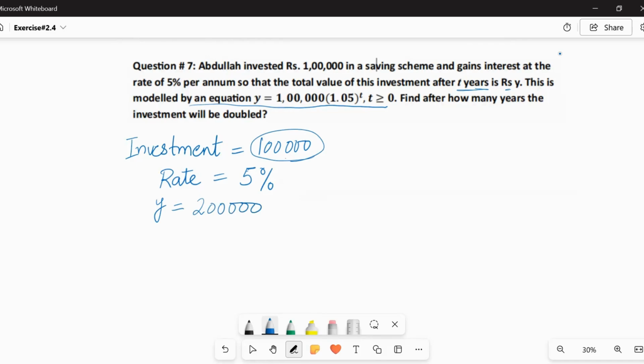Okay, so this is given actually, and now we need to find a time, t for time. The equation given is this. We can use this equation to find out our time. Since the equation given is y equals 100,000 into 1.05 raised to power t, we can use this equation to find the value of t.